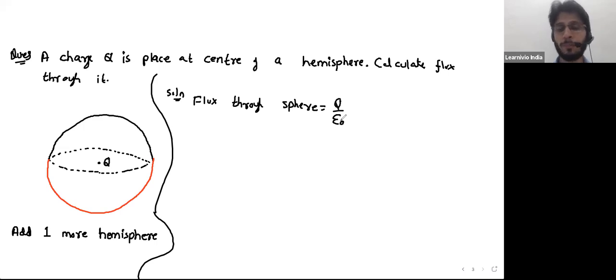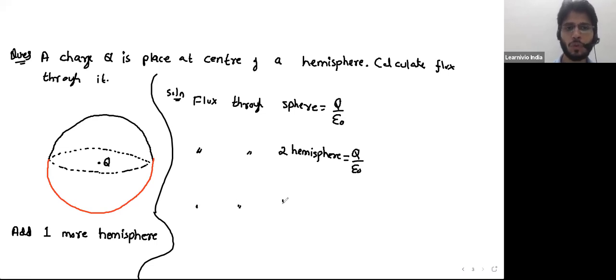And this sphere has two hemispheres, back to back. You can say flux through two hemispheres is Q by epsilon naught. And then you can say that flux through one hemisphere is Q by 2 epsilon naught. So this is it. Flux through sphere is Q by epsilon naught. Flux through two hemispheres is Q by epsilon naught. Flux through one hemisphere will be Q by 2 epsilon naught only. Is it clear? Yes, sir. Okay, just note it down.